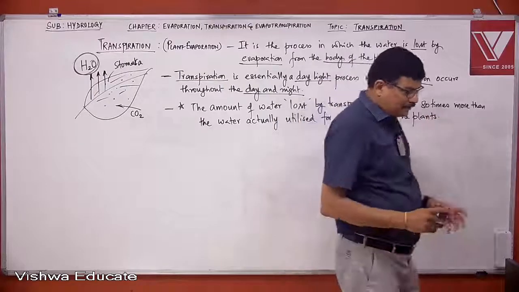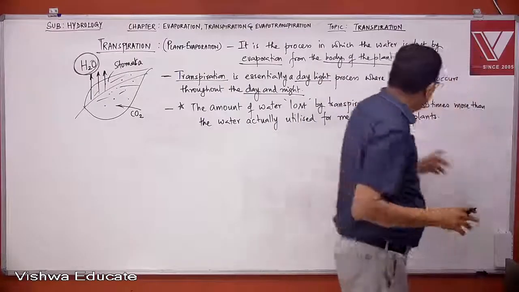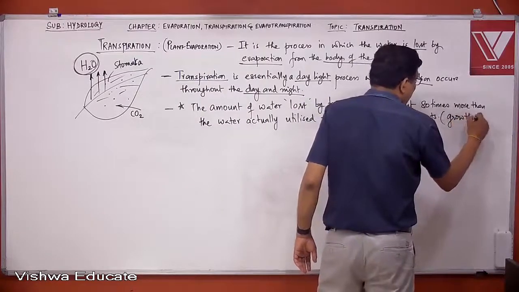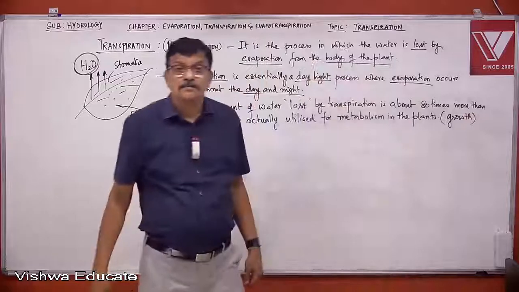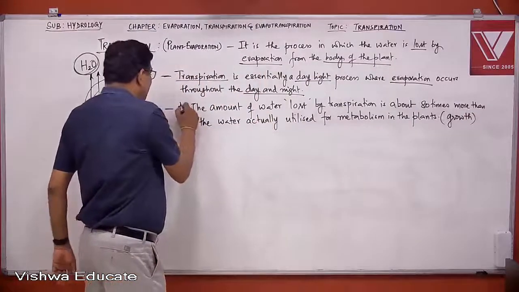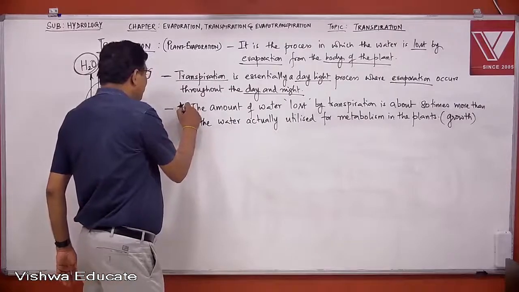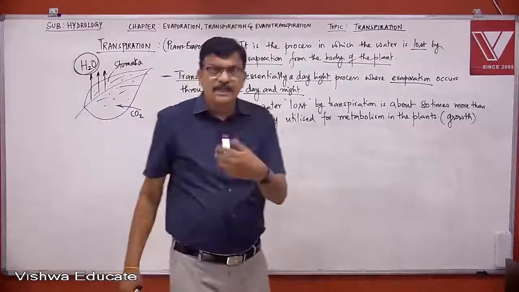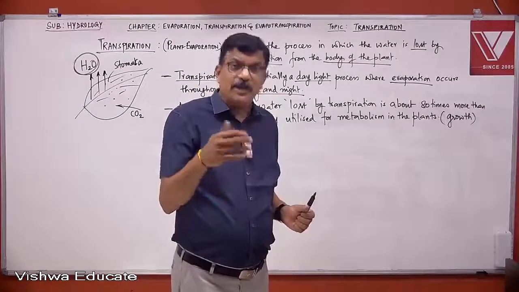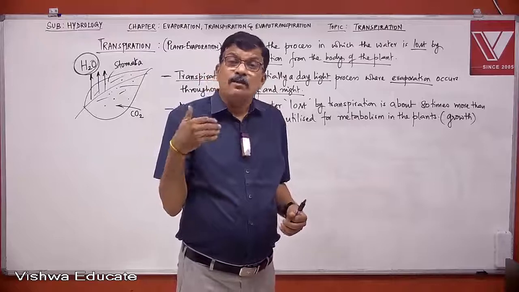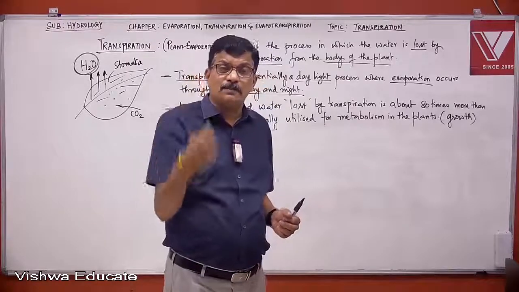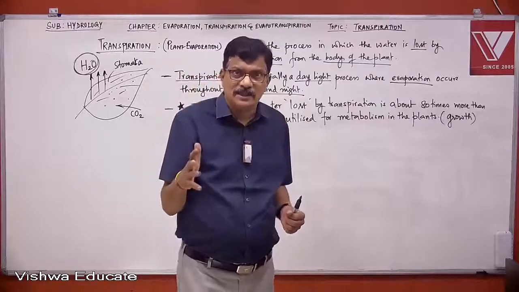The actual amount consumed for metabolism here is nothing but the growth of the plant. So you should know this. When we provide water for irrigation, you should be aware of the fact that most of what you are providing is lost. The maximum amount of water provided for irrigation is lost.